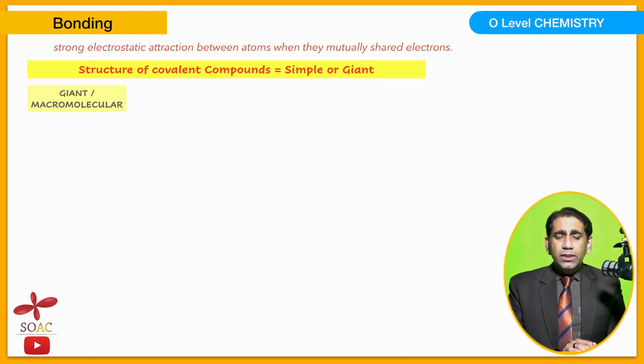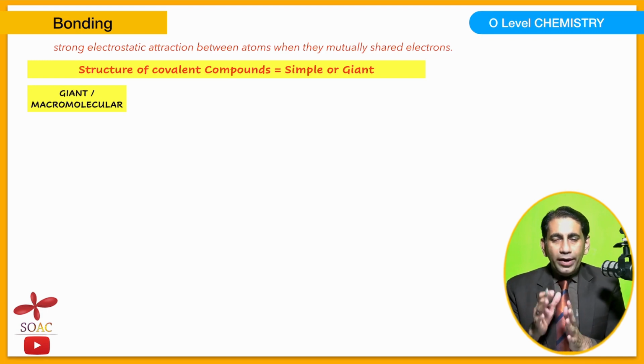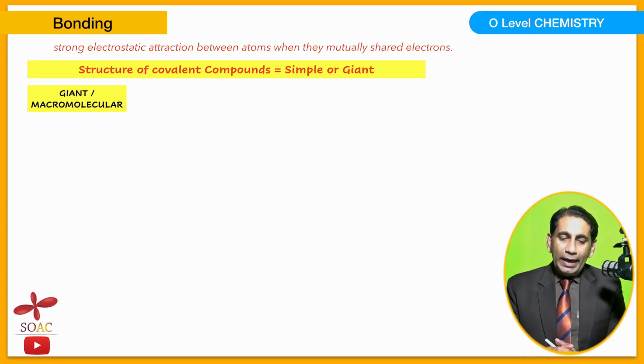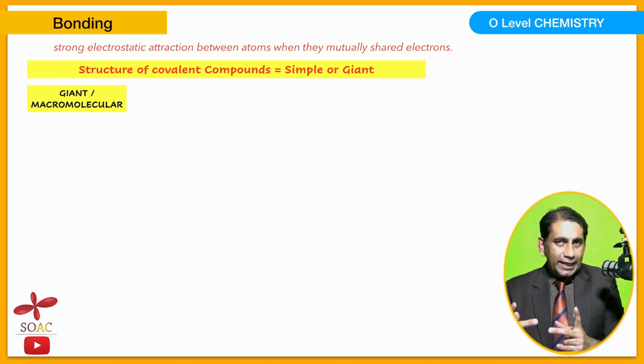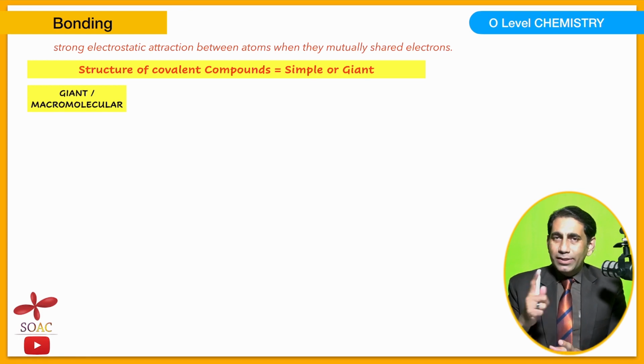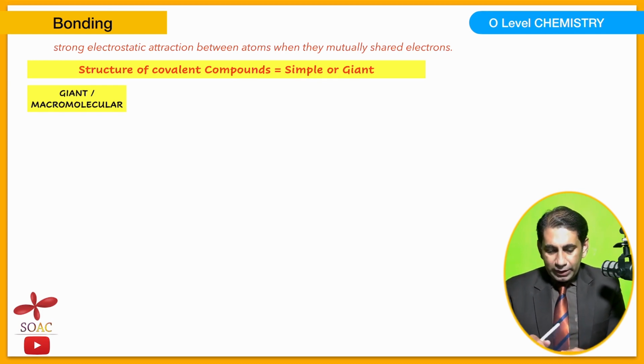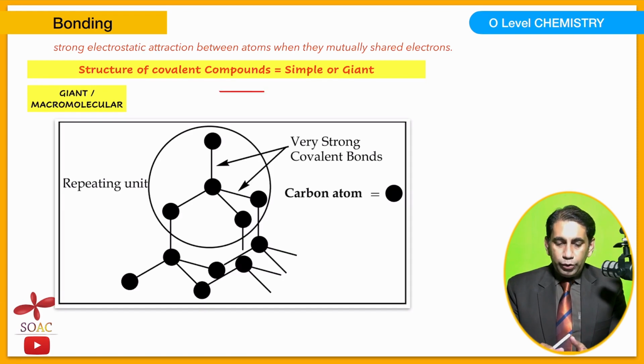The next one is the giant or macromolecular structure. There are two types of covalent compounds. Overall, generally, there are two kinds of compounds, ionic compounds and covalent compounds. In the case of covalent compounds, there are two further categories. One is the simple covalent molecule, and the other is the macromolecule or giant covalent molecule.